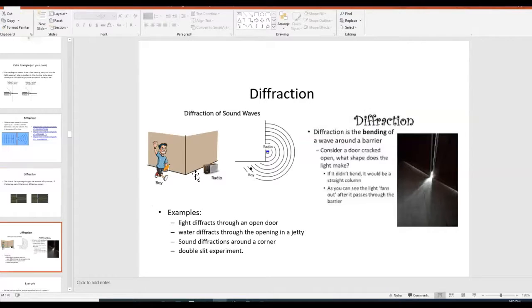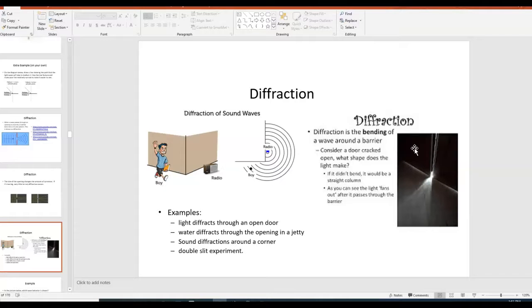Here are some applications of diffraction. If you've ever heard sound around a corner, that is an example of diffraction. Here's a boy standing on the left side of the corner, and there's a radio, and there's not a direct line of sight between the boy and the radio because there's a wall there. But what can happen is the radio can emit a sound wave, and when it hits this corner, it spreads out past the corner. And so the boy, even though he cannot see the radio, can hear the sound go around the corner because it spreads out past the corner. And so that is an example of diffraction.